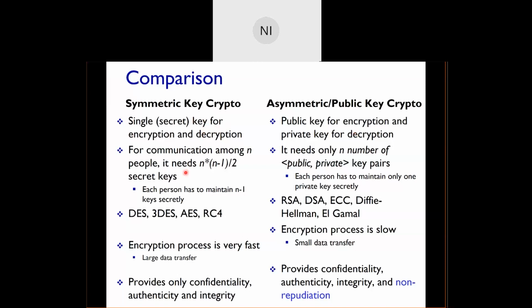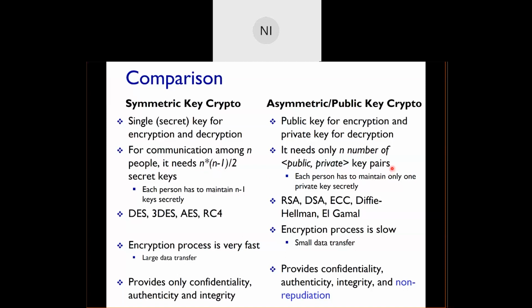So if you extend this in the context of n people who want to have communication over an unsecure channel, each of the n users requires n-1 secret keys to talk with each of the n-1 people that he wants to talk with. And since I can use the same key in both directions, it is effectively n into n-1 by 2. This is in the case of symmetric key.